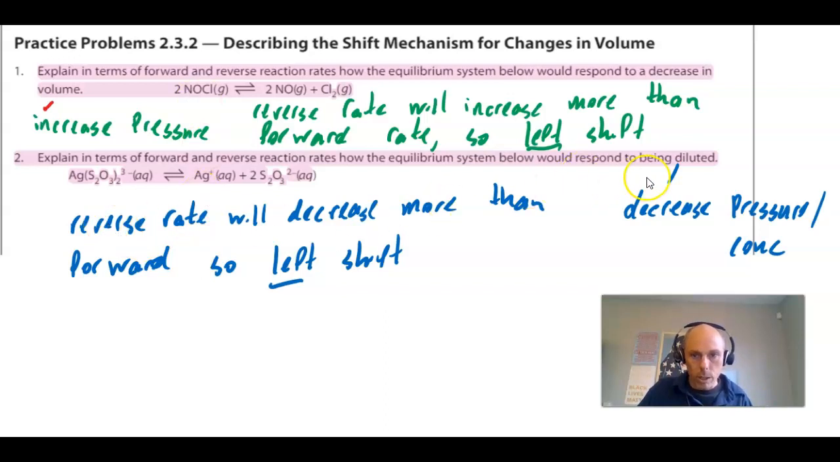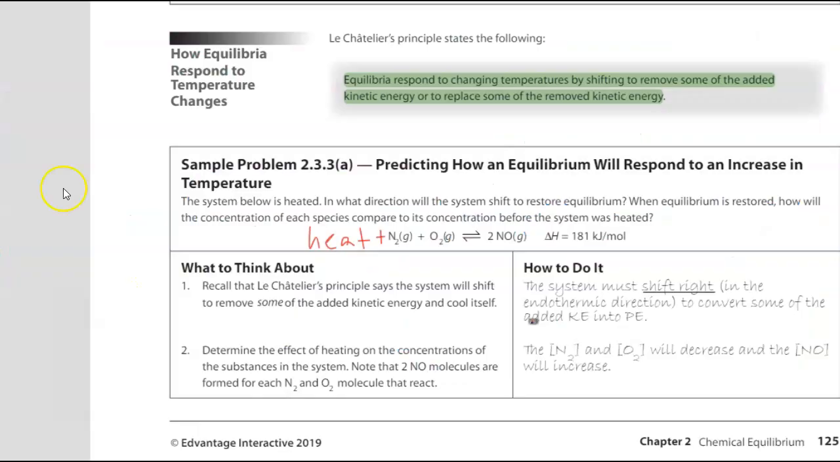In question 2, if there's dilution with ions, that's a decrease in either the pressure or the concentration. So we look for the side that has more moles, that's the product side. Both rates will drop when there's a decrease in pressure or concentration, but the reverse rate will decrease more than the forward rate because there's more moles on the product side, and that's going to cause a right shift if the reverse rate decreases less than the forward rate.